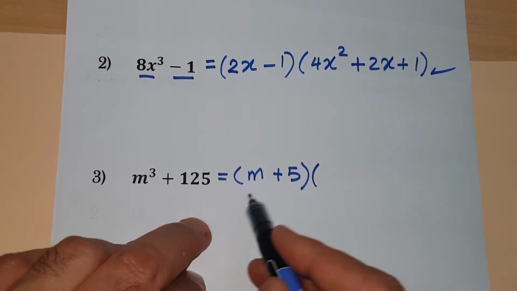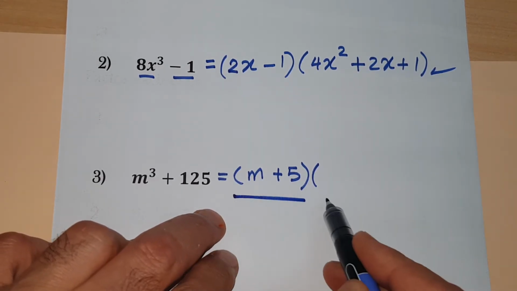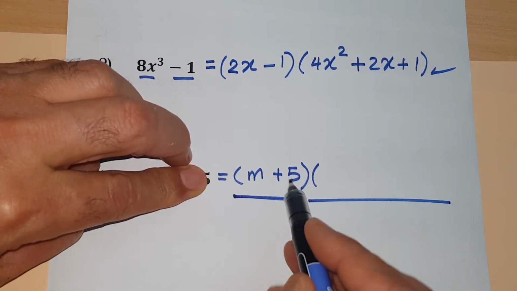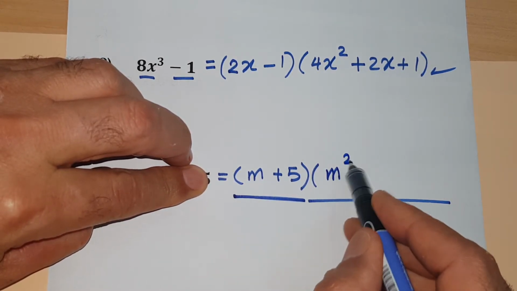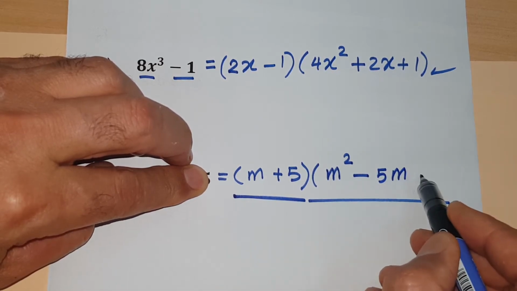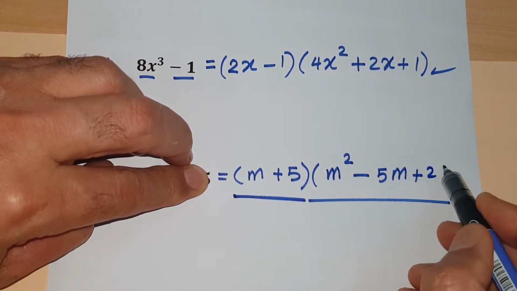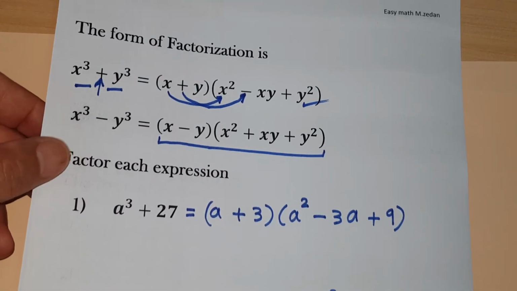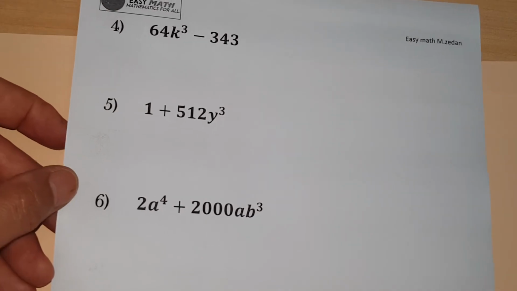times. Once you get this small bracket, the big bracket comes from this one. Forget the question now. So m squared, this plus becomes minus, m times 5, 5m, plus this number squared, 5 squared, 25. Okay? Super easy. Very easy lesson, sum and difference of two cubes.